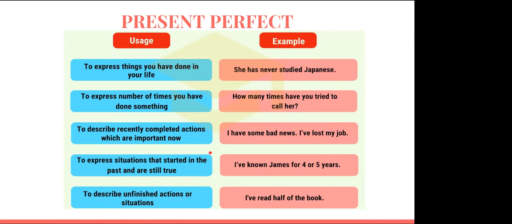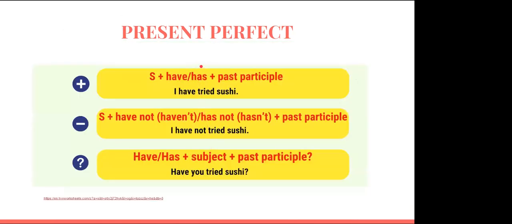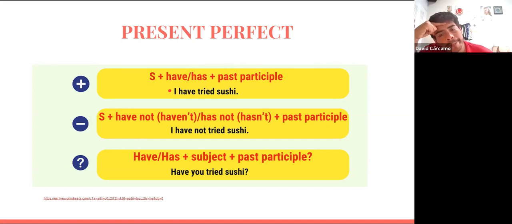Let's please move forward. How is the structure? As I said before, we are going to be using the past participle verb. So for affirmative examples, we need to have a subject followed by have or has. Now here it is very important to remember that we are going to use the auxiliary has for the third person singular, which are the subjects he, she, it, followed by the verb in the past participle. And here we have the example, please. I have tried sushi. Correct.